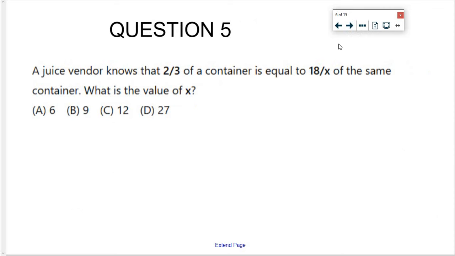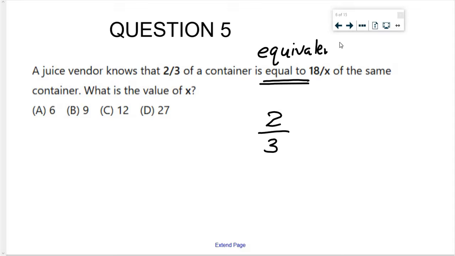Next question. A vendor knows that two-thirds of a container is equal. Equal means equivalent. So 2/3 of a certain container is equal to 18 upon x. What is the value of x?